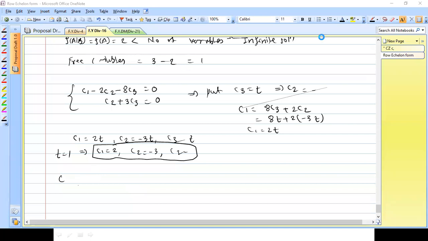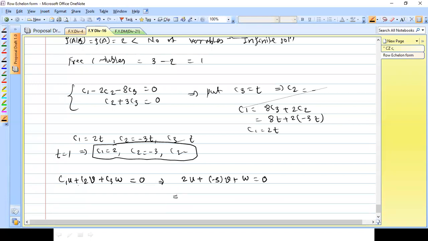So what is our first equation? Our first equation is C1 plus U, plus C2 plus V, plus C3 plus W, which is equal to 0. Now substitute these values. So what are you getting? C1 is equal to 2U, plus C2 is equal to minus 3V, plus C3 is 1, W, equal to 0.